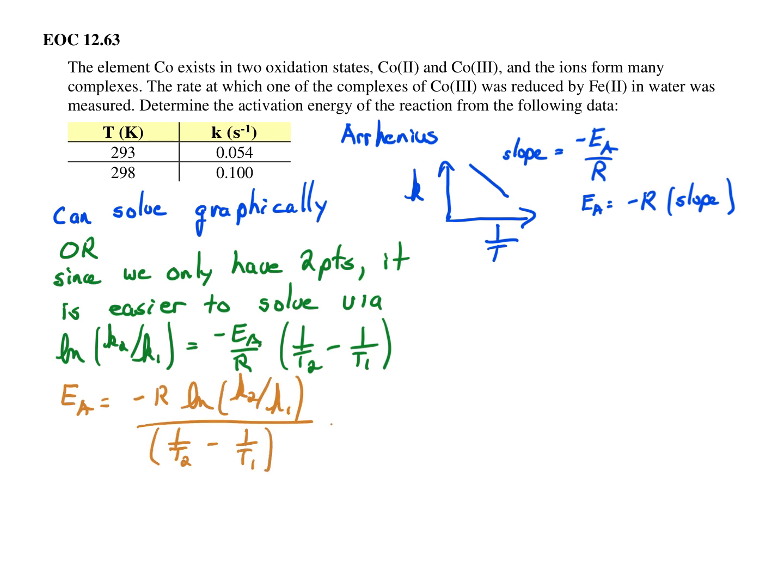And let's plug in the values. R we want in terms of joules, so this is going to be minus 8.314, and we'll plug in K2, K1, and divide by the appropriate values.